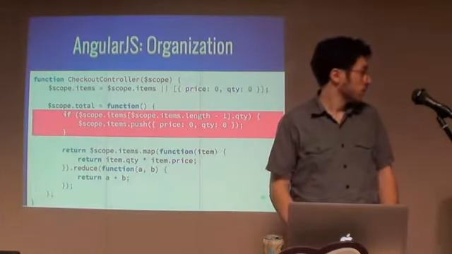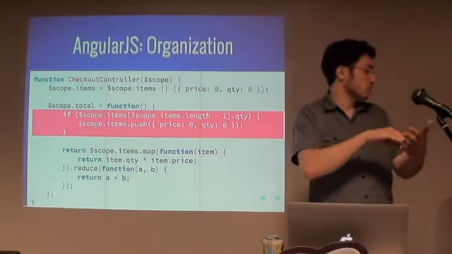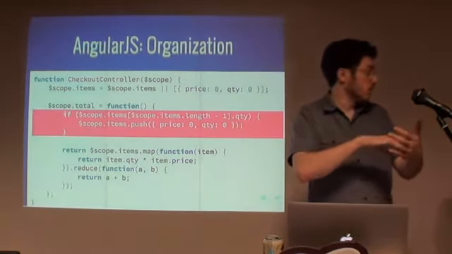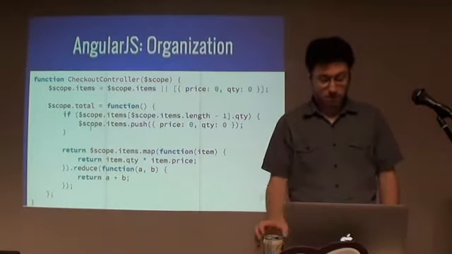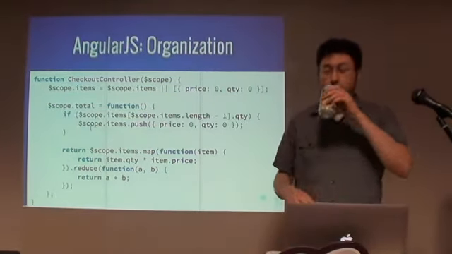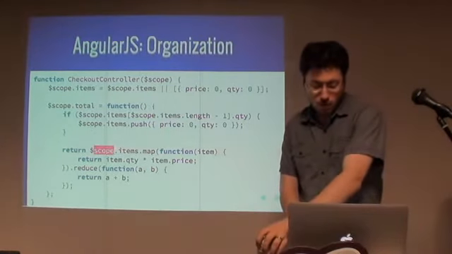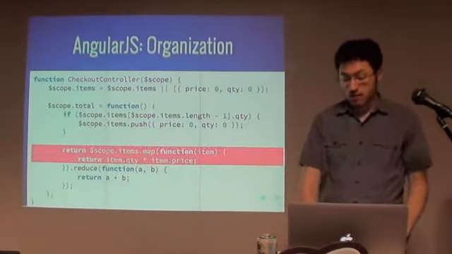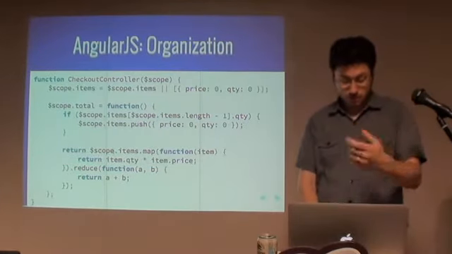We check to see if there's a value on the last item, and if there is, then we append another empty one. That's what is written here, pushing another item. Finally, we map all of the items in the array to a numeric value for the subtotal.